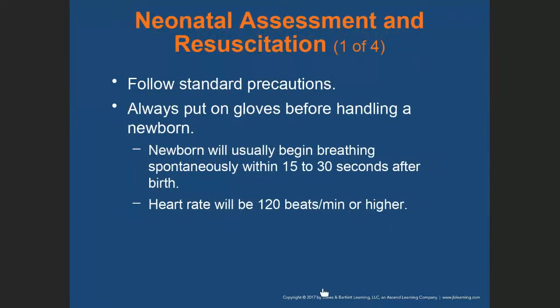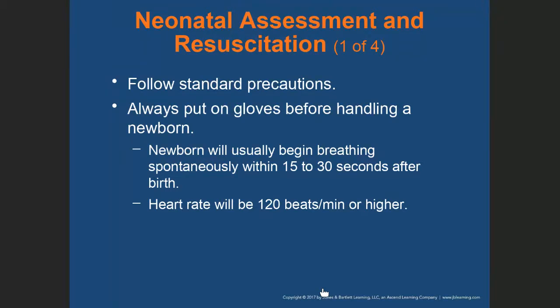Now, neonatal assessment. So you have a newborn. When the fetus is delivered, it is referred to as a newborn in the first hours of birth. After 24 hours has passed, it is referred to as a neonate until it reaches 1 month. So let's look specifically at neonatal assessment and resuscitation. Follow standard precautions. Always put on gloves before handling a newborn.